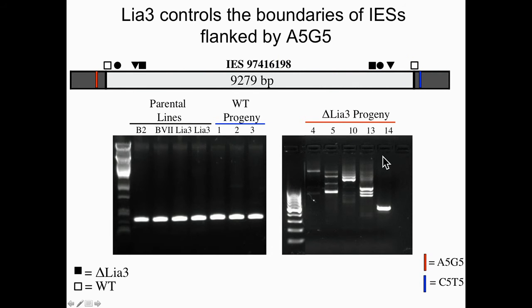When Christine was first looking at Lia3, it stymied us for a while trying to figure out what this was doing, until we really started looking very carefully at the IES excision. This is a particular IES that's flanked by these A5G5 tracks. It is about a 9.2 kb IES, and you can see in the parental lines or in wild type progeny, it has very accurate elimination, where we see a uniform product in all the individual progeny. But in the progeny of Lia3 mutants, we saw this very heterogeneous boundary formation. So the excision of this IES is no longer accurate.